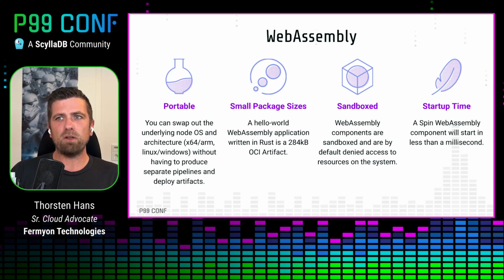Second important value add from WebAssembly is small package sizing. There is nothing involved in creating a WebAssembly distributable other than our application code. So for example, if we take a Hello World application and compile that down to WebAssembly, the resulting OCI artifact that we can use as distributable unit is less than 300 kilobytes in size. And even for complex applications, we are talking single up to 2-digit megabytes in total size for the entire distributable of our app.